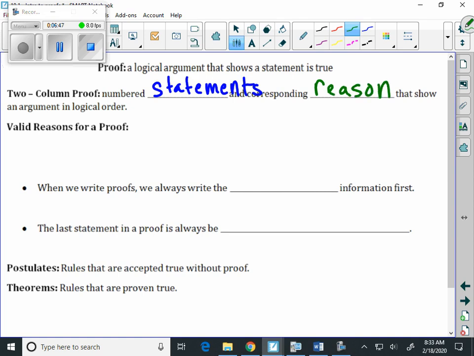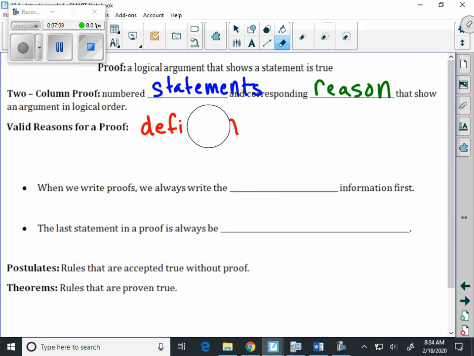A reason that shows an argument, and you want it in logical order. And most of the time for our reasons for proof, especially today, what we do is we use definitions. Definition is going to be a valid reason for a proof.